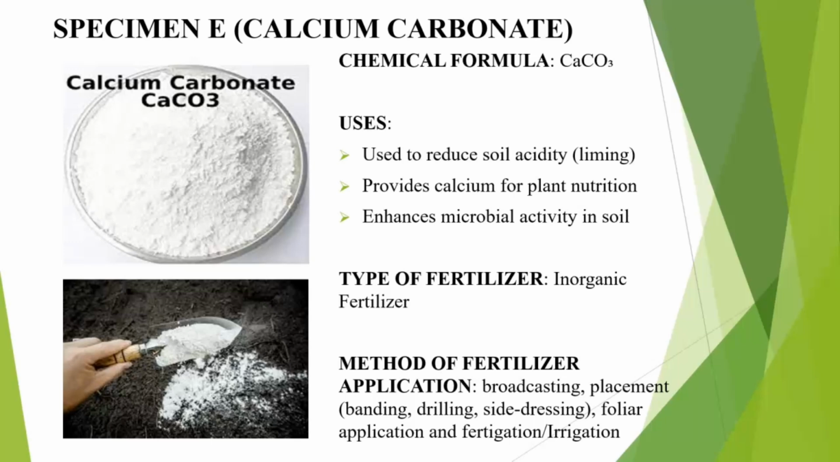Then we have foliar application. In foliar application, you use what you call a spray, like you spray it on the farmland. Then we have what we call fertigation, or better, as we all know, irrigation. So in irrigation or fertigation, you add the fertilizers to water that is running into the farm. So the water carries the fertilizer into the farm.